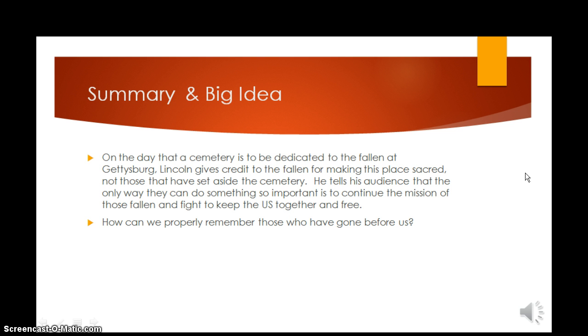The summary of this text is that on that day, the cemetery is to be dedicated to the fallen at Gettysburg. And Lincoln gives credit to the fallen for making this place sacred, not those that have set aside the cemetery. He tells his audience that the only way they can do something so important is to continue the mission of those that have fallen and fight to keep the U.S. together and free. So my big idea is, how can we properly remember those who have gone before us?